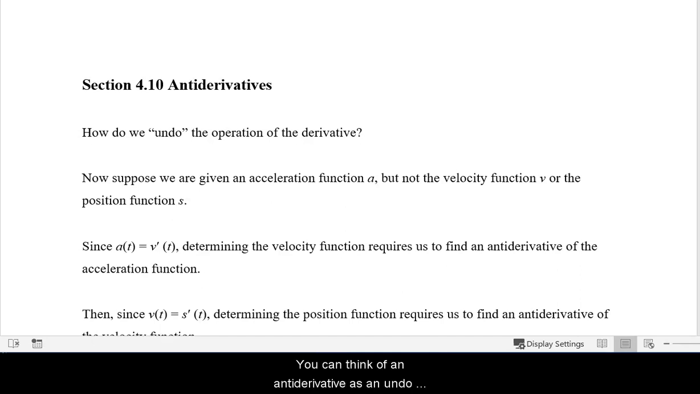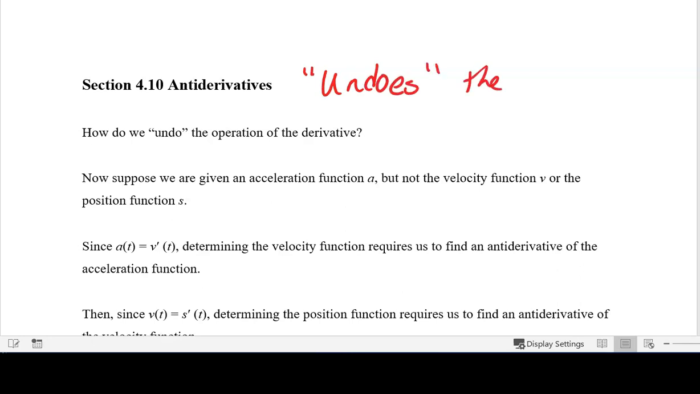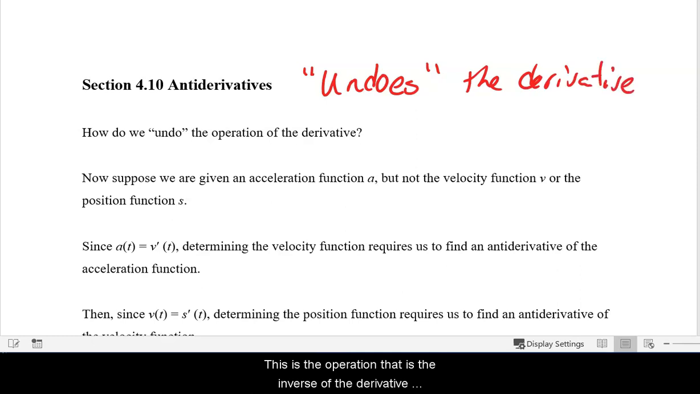You can think of an antiderivative as an undo function for the derivative. So in words, you would simply mean that this undoes the derivative. Now, this is the operation that is the inverse of the derivative operation. If the derivative goes in one direction, then the antiderivative goes in the opposite direction.